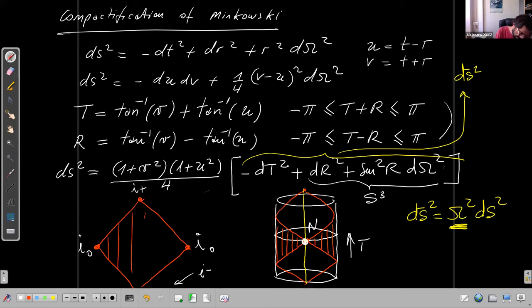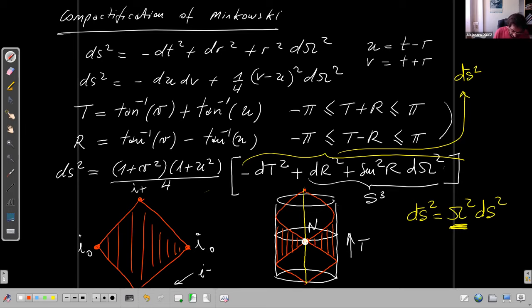So the whole of Minkowski space-time is mapped to this piece of the Einstein static universe. It is called the Einstein static universe because this is the geometry he found when he invented the cosmological constant, because he wanted the universe not to change in time.